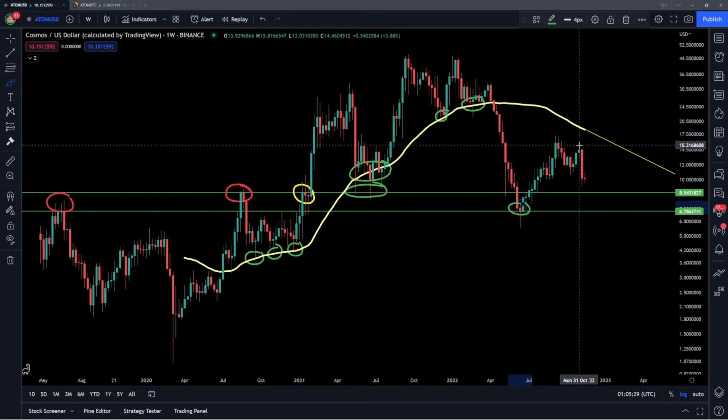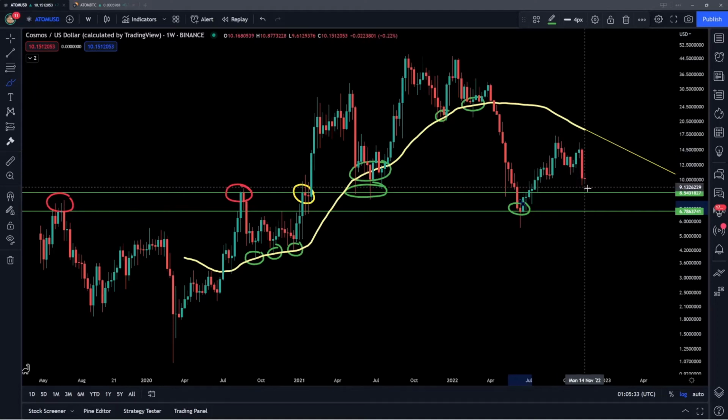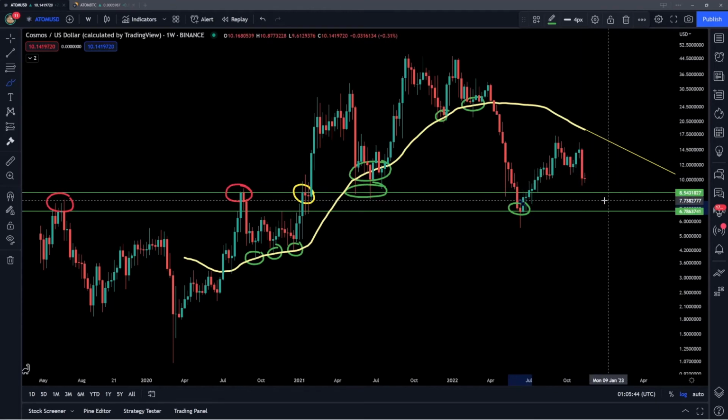So this is going to be a very important level of support for ATOM going into the next few months, and I would expect on any sort of retest that would set up the potential for a higher low or some sort of double bottom where we could very well have buyers and demand start to step into this zone once again if we do continue a correction back into that region.